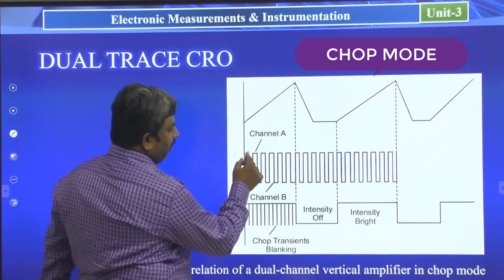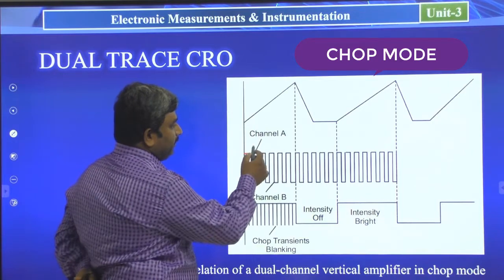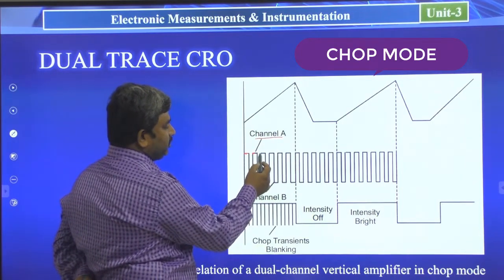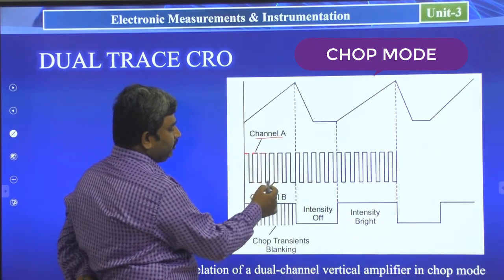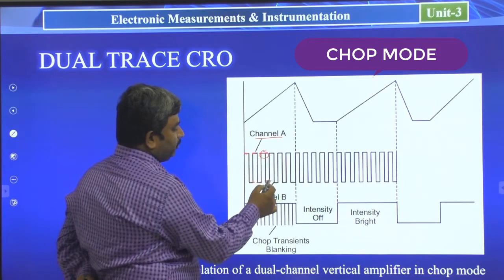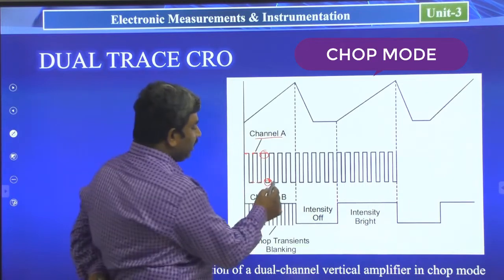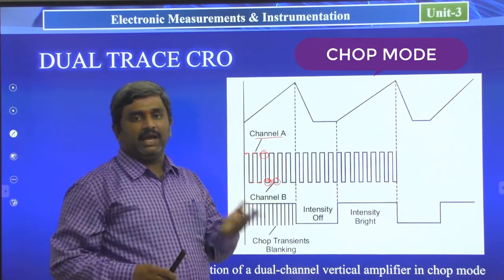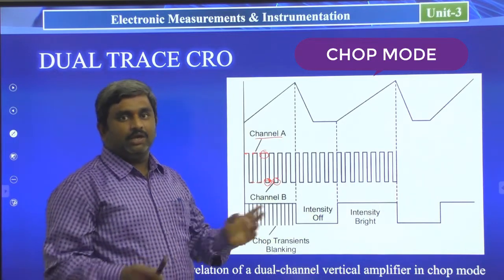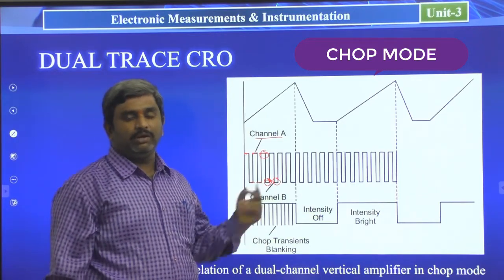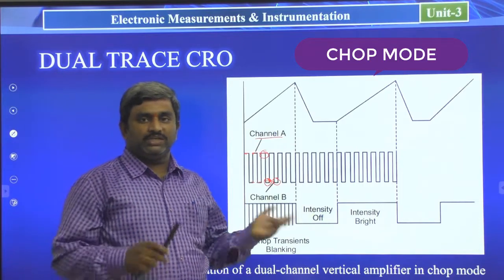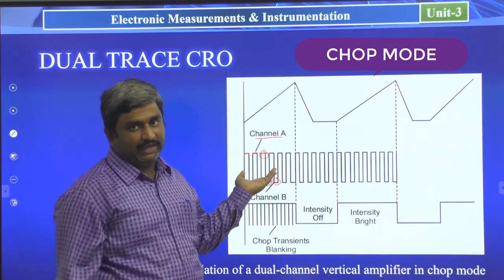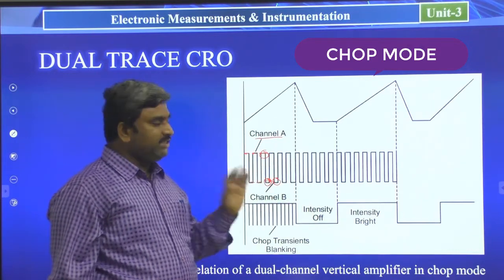The upper peak is representing channel A information, the lower peak is representing channel B information. This is channel A, this is channel B, channel A, channel B. The upper portion represents channel A and the lower portion represents channel B. That means one voltage level is high and another is low, if you have two signals in a system. The two signals may have the same information, or one is high and one is low. Here I am representing channel A as high and channel B as low.